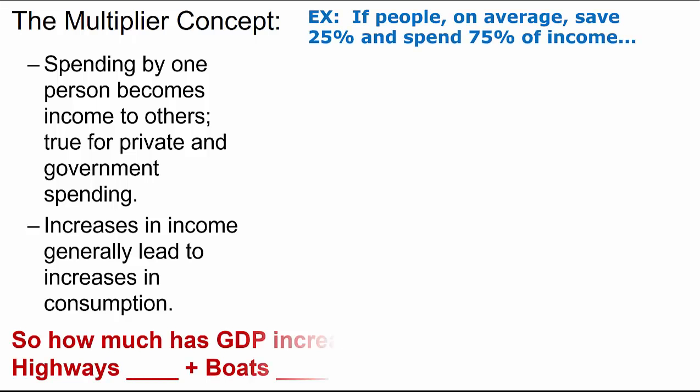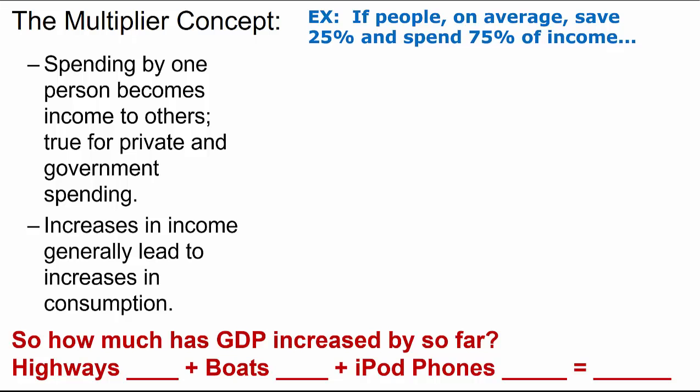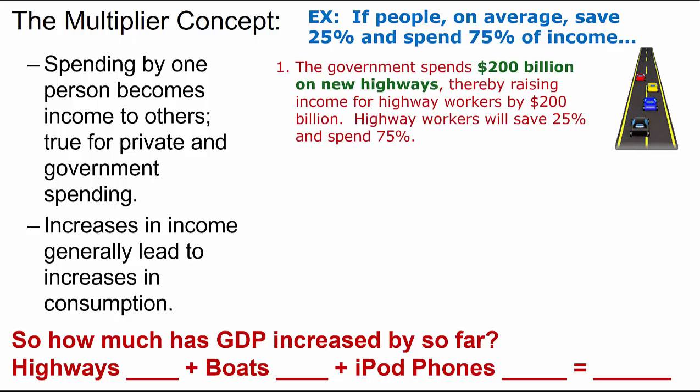All right, so real quick, let's talk about the multiplier. What we discussed last class was that anytime there's spending that takes place in the economy, that spending becomes another person's income. And so anytime you spend $1, GDP will actually increase by more than $1 because of the multiplier effect. So for example, if people save 25% of their income and they spend 75% of their income, and the government decides to build new highways for $200 billion, GDP is going to increase by that $200 billion initially. All right, but then the highway workers, finding that their incomes have increased, are going to spend a portion of that new income.